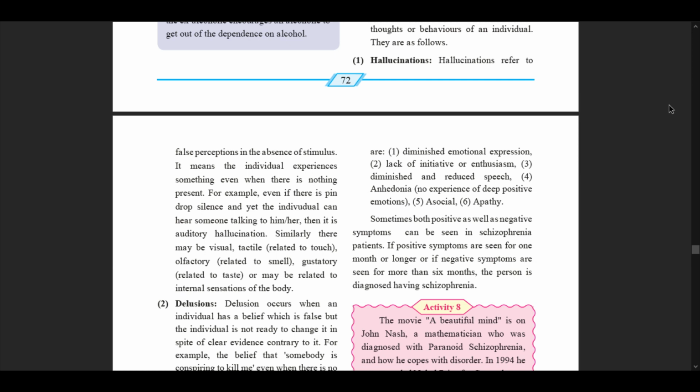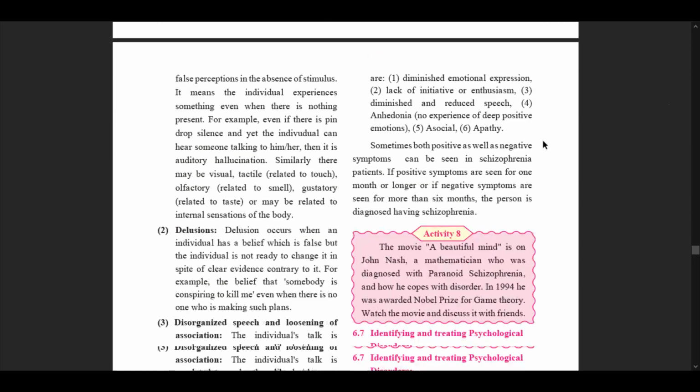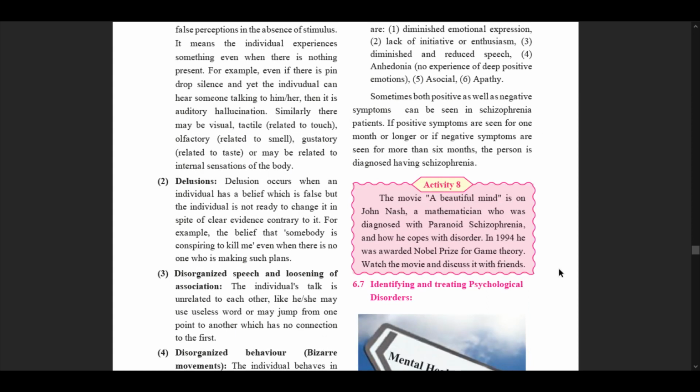Sometimes both positive as well as negative symptoms can be seen in schizophrenia patients. If positive symptoms are seen for 1 month or longer, or if negative symptoms are seen for more than 6 months, the person is diagnosed with schizophrenia. Of course, if you see any symptoms in your colleagues, yourself, your acquaintances, or your family, just suggest professional help, or call someone who is a professional in such aspects and gain experience about how they could mend the situation and how a person could be cured of schizophrenia.